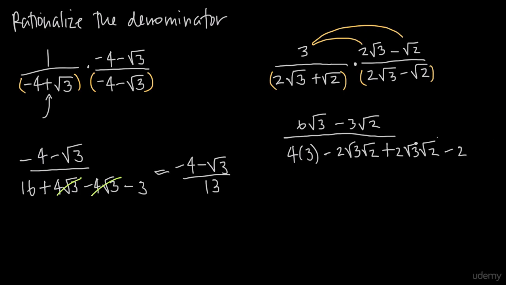And again, just like before, we have a negative 2 root 3 root 2 and a positive 2 root 3 root 2. Those two will cancel. The sum of those is 0. And we're just left with 4 times 3, which is 12, minus 2. So when we simplify, we're going to get 6 root 3 minus 3 root 2 in our numerator, and in the denominator, 12 minus 2, which is 10. And just like before, we removed all of the square roots from the denominator. We're only left with a whole number. So that's how we use the conjugate method to rationalize the denominator.